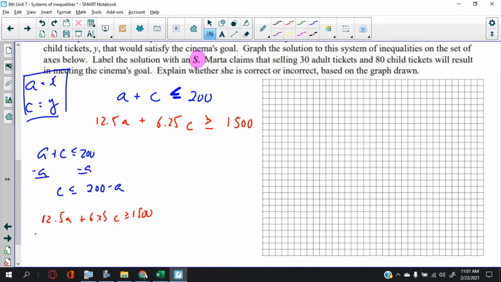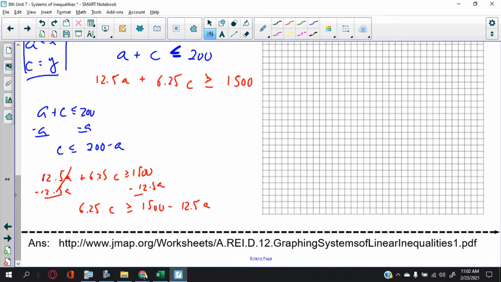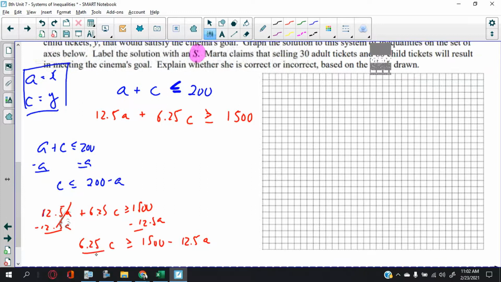So I'm going to subtract 12.5a from both sides. This one's going to get a little messy, because of all these numbers. So 6.25c is greater than or equal to 1500 minus 12.5a. So I'm going to divide both sides by 6.25. Let's see what that even looks like. I'm going to use my calculator. I'm not going to bother Google.